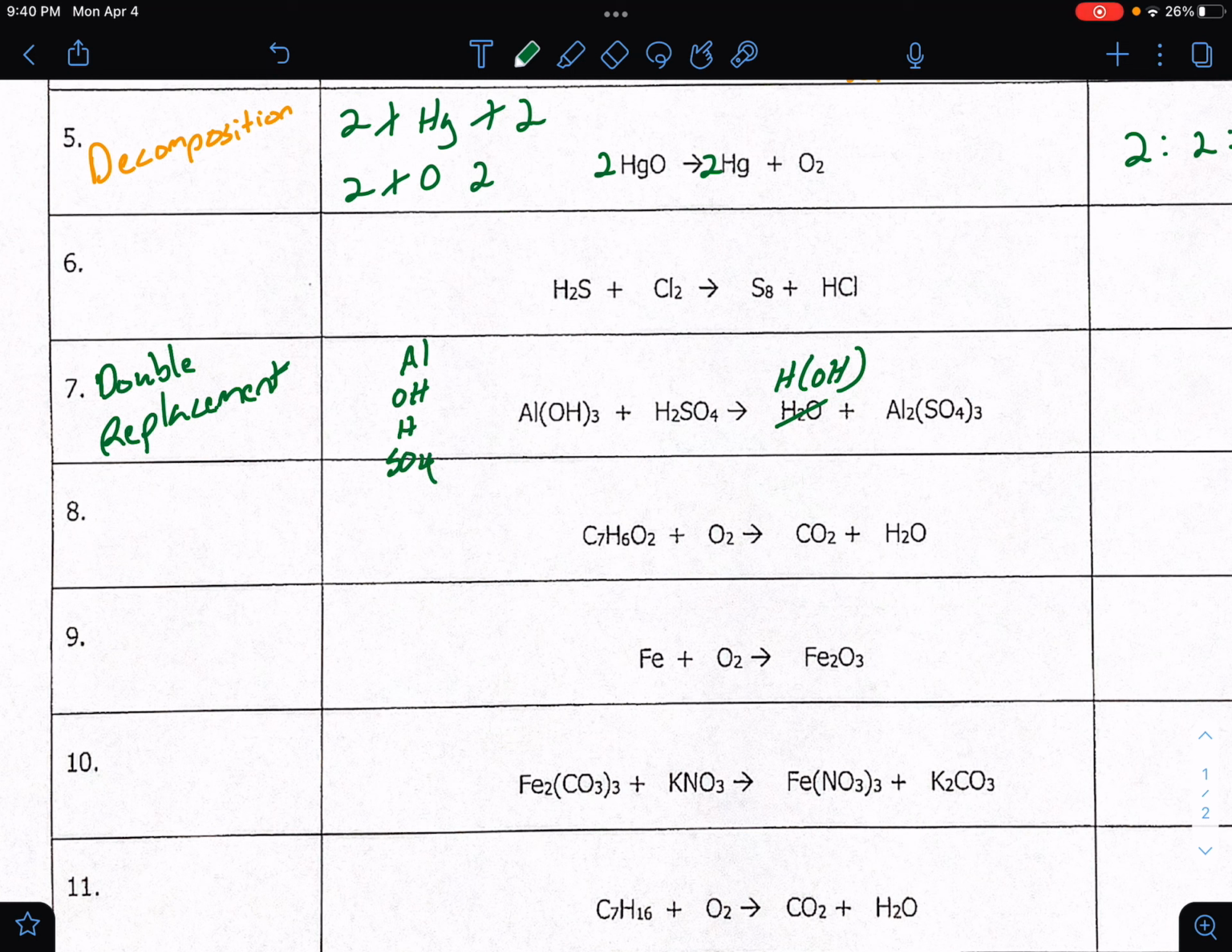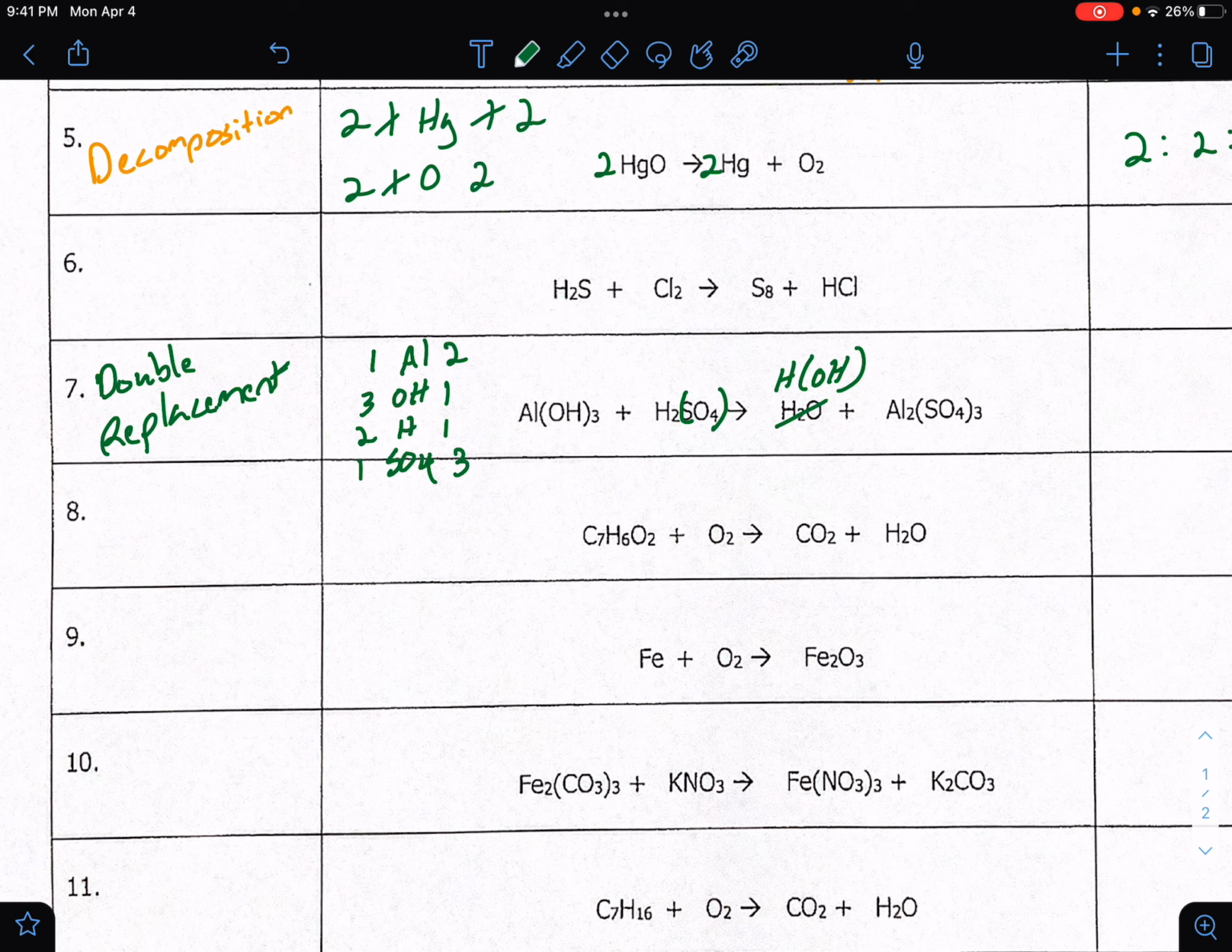Okay, so let's see how many we have. I have 1 aluminum on the left. I've got 3 hydroxides on the left. I've got 2 hydrogens and then 1 sulfate. Again, this right here is just 1 sulfate. Now on the right side, I have 1 H, I've got 1 OH, I've got 2 aluminums, and then I've got 3 sulfates. Okay, so let's just start our way at the top.